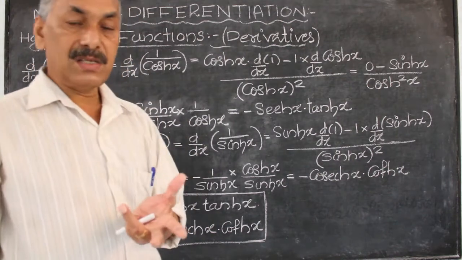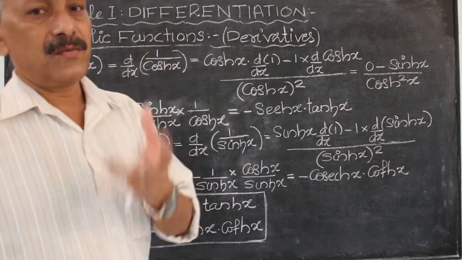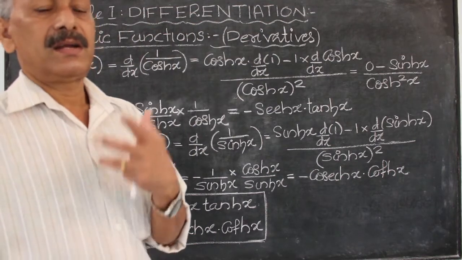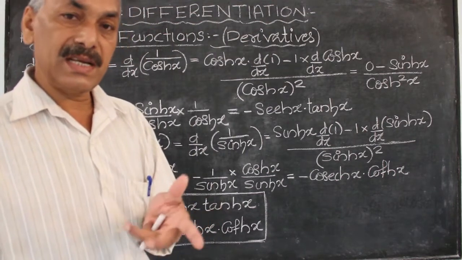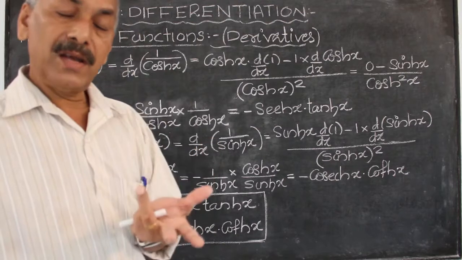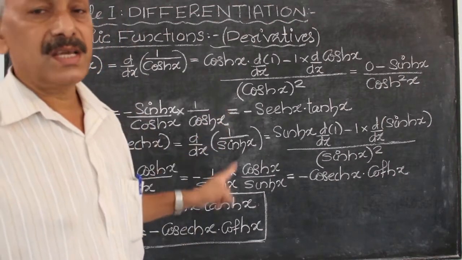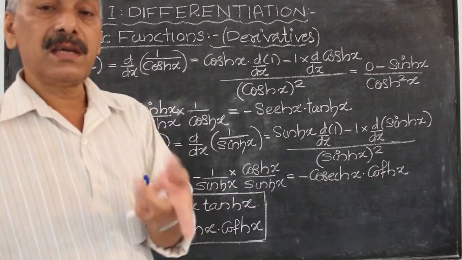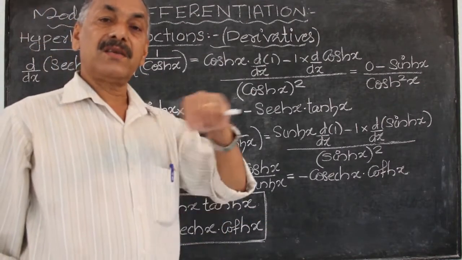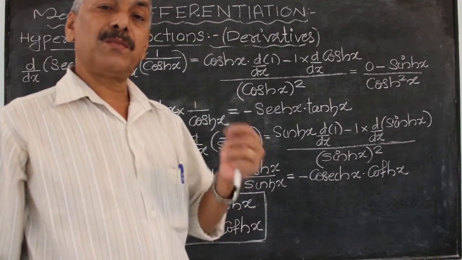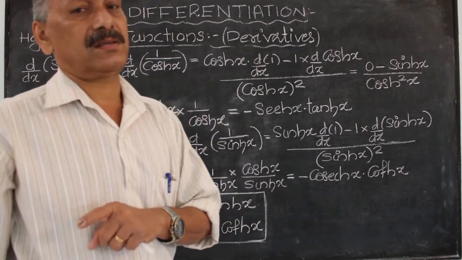Derivative of sin hx is equal to cos hx. Derivative of cos hx is equal to sin hx. Derivative of tan hx is equal to sech square x. Derivative of cot hx is equal to minus cosech square x. Derivative of sech x is equal to minus sech x into tanh x. Derivative of cosech x is equal to minus cosech x into coth x.